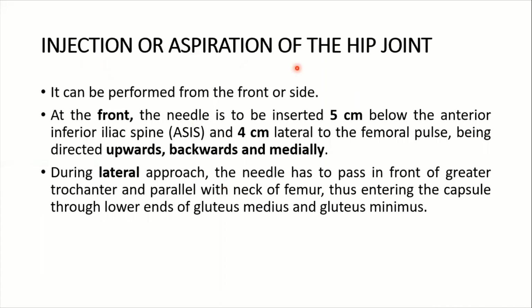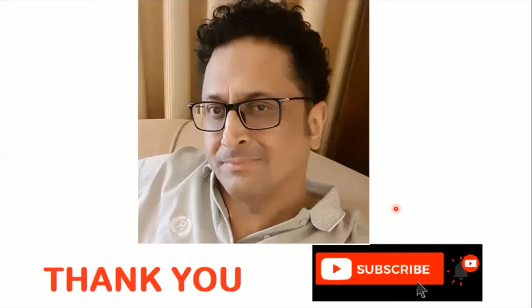Injection or aspiration of the hip joint can be performed from the front or side. At the front, the needle is to be inserted 5 centimeters below the anterior inferior iliac spine and 4 centimeters lateral to the femoral pulse, being directed upwards, backwards, and medially. During the lateral approach, the needle has to pass in front of the greater trochanter and parallel with the neck of the femur, thus entering the capsule through the lower end of the gluteus medius and gluteus minimus.